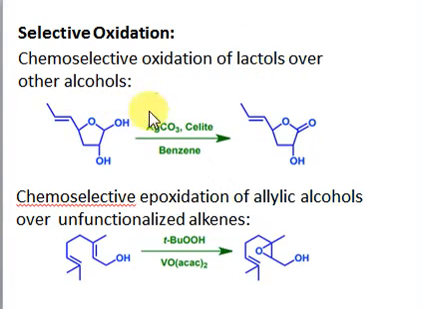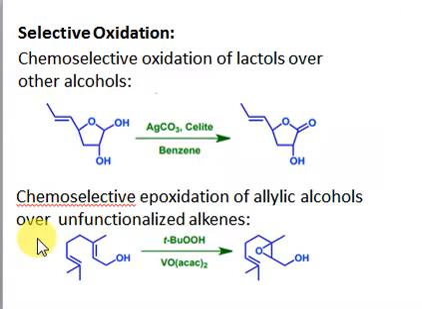So we have two hydroxyl groups, one is a simple alcohol while the other is a lactol, and you want to oxidize the lactol, right? If you want to oxidize a lactol, then the reagent is silver carbonate in the presence of celite. This reagent will not affect any other functional group, it will just oxidize this lactol hydroxyl group.